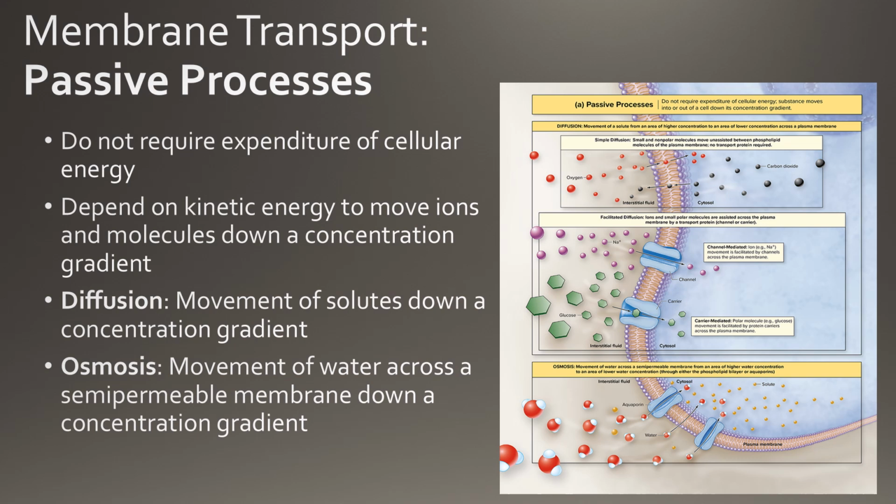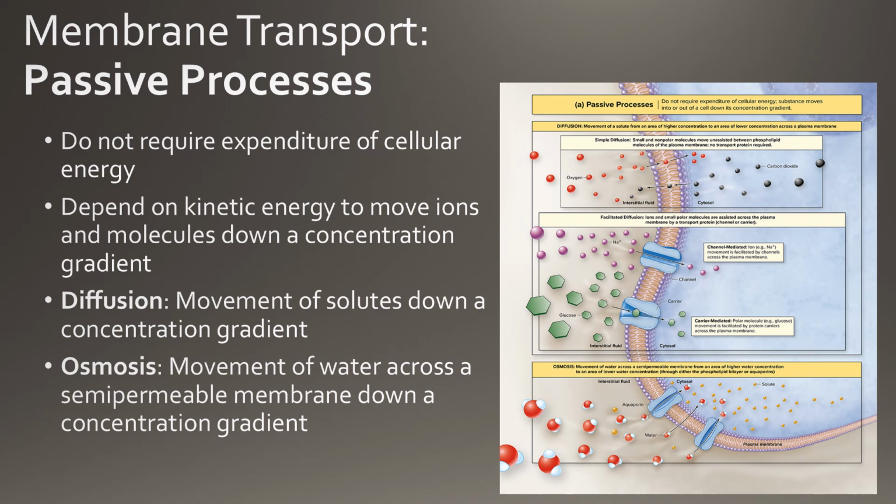Passive processes, again, do not require the expenditure of cellular energy. Instead, they rely on the kinetic energy of ions and molecules to move down their concentration gradients. Diffusion involves the movement of solutes from an area of high concentration to an area of low concentration. This occurs until equilibrium is reached, where there is equal distribution of solutes throughout the system.